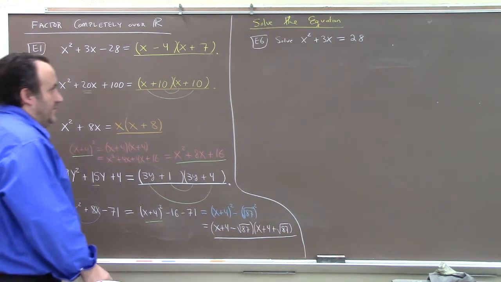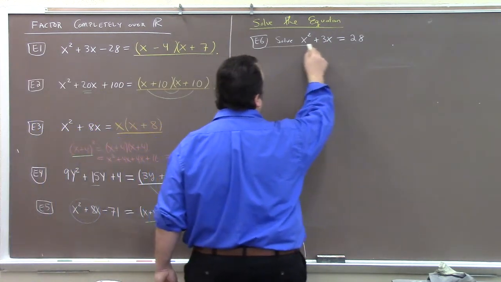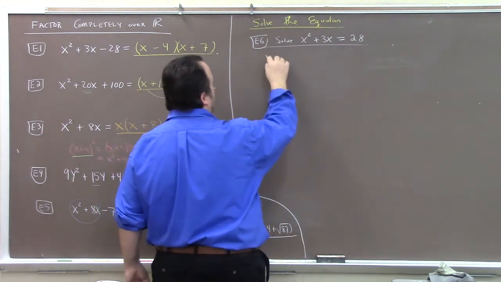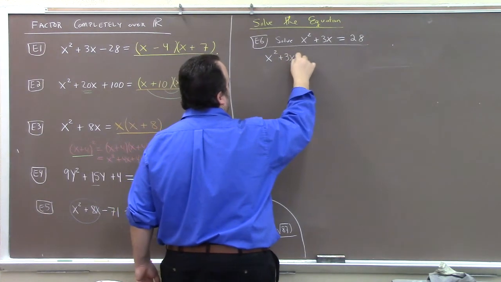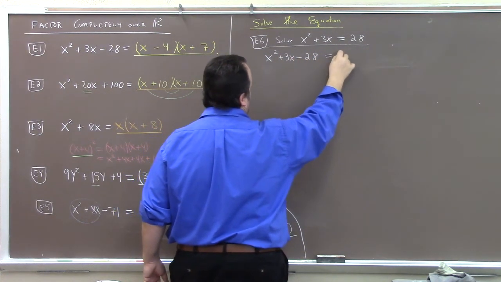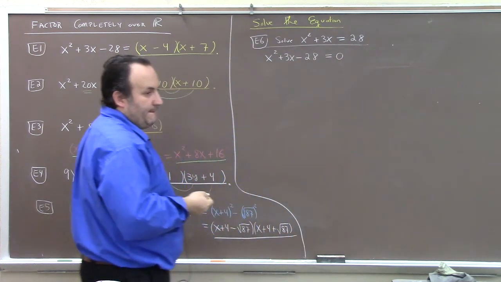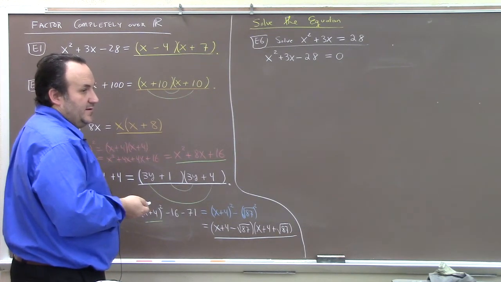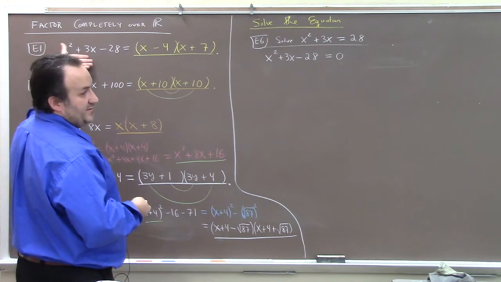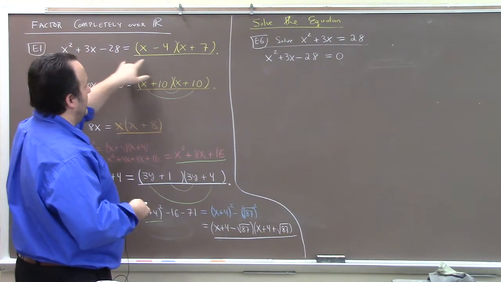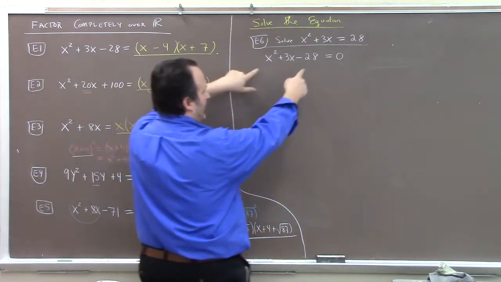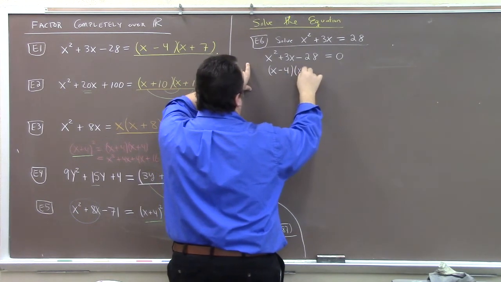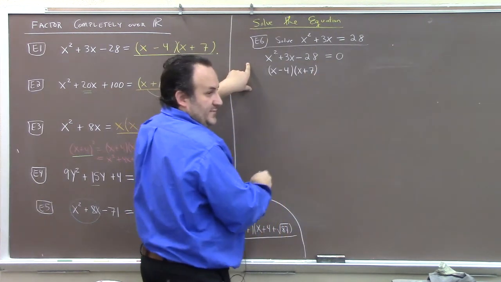Okay, so if you're facing a problem like this, the first thing you want to do is to rewrite it as stuff equal to 0. So this is x squared plus 3x minus 28 equals 0, right? Agree? Disagree? Agree. Look at example 1. X squared plus 3x minus 28 is equal to x minus 4 times x plus 7. See? So we can factor this to x minus 4 times x plus 7 equal to 0.